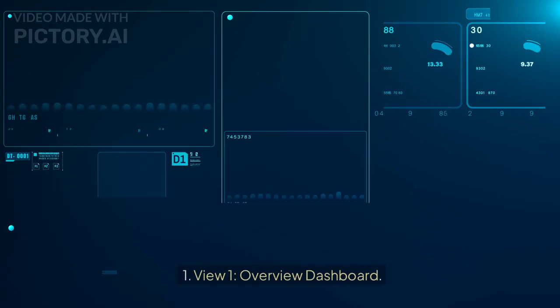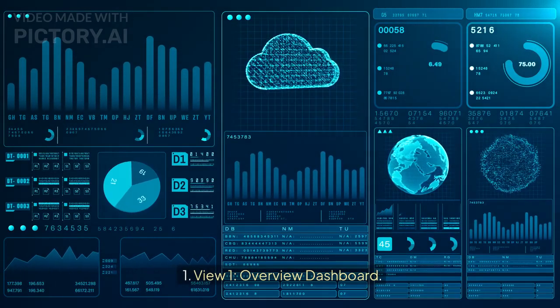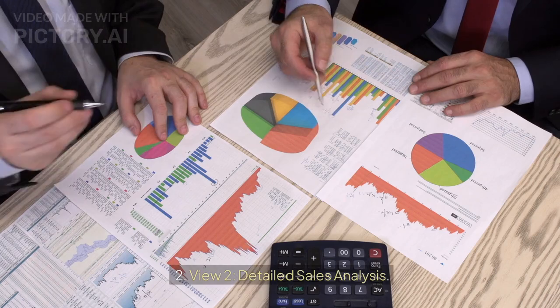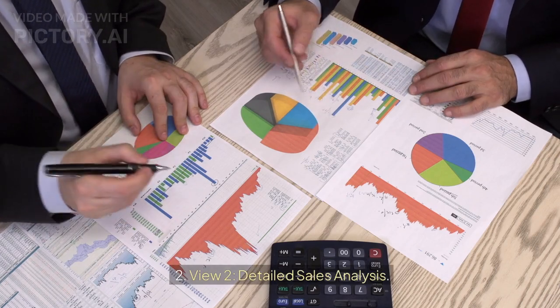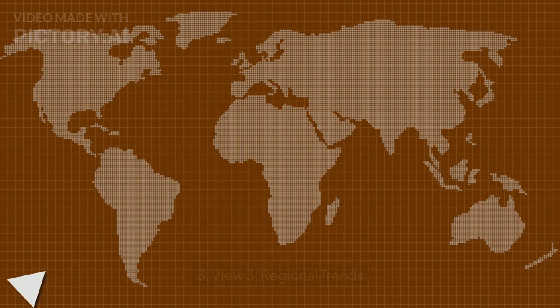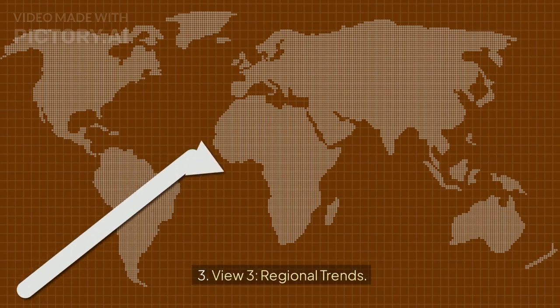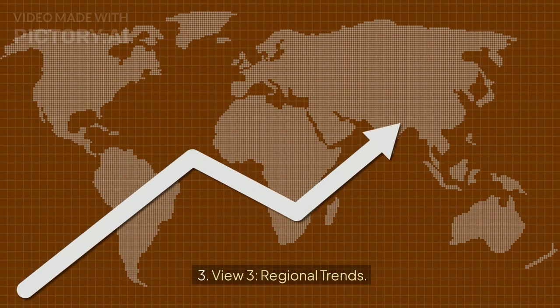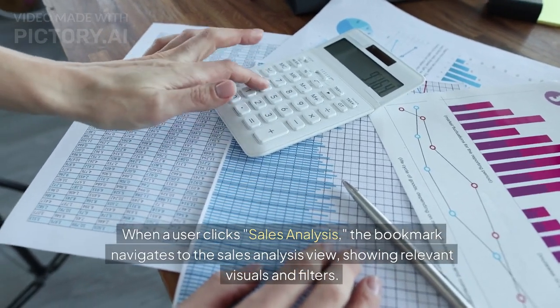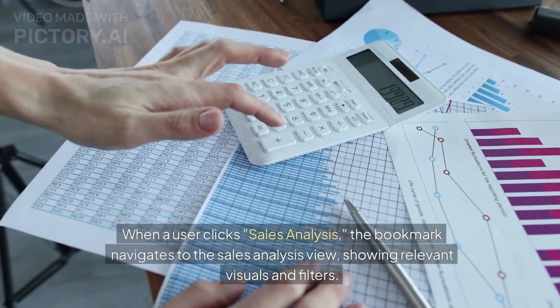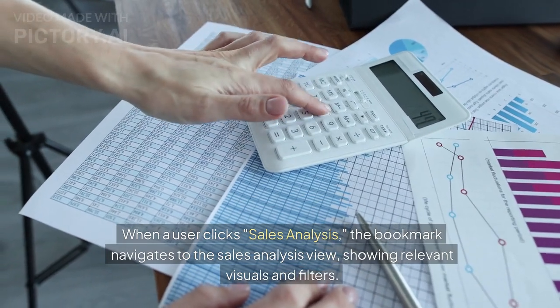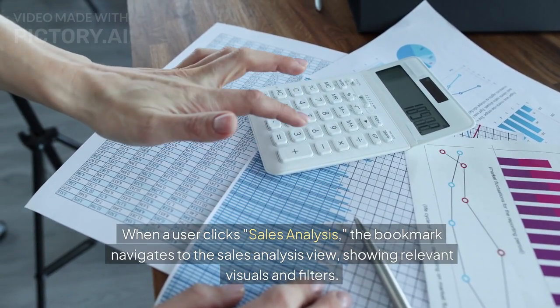Example: 1. View 1, Overview Dashboard. 2. View 2, Detailed Sales Analysis. 3. View 3, Regional Trends. When a user clicks Sales Analysis, the bookmark navigates to the Sales Analysis view, showing relevant visuals and filters.